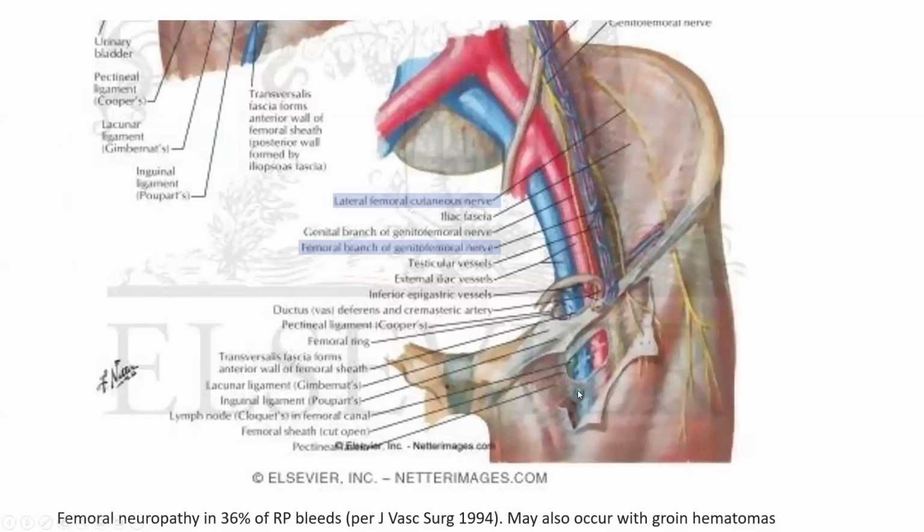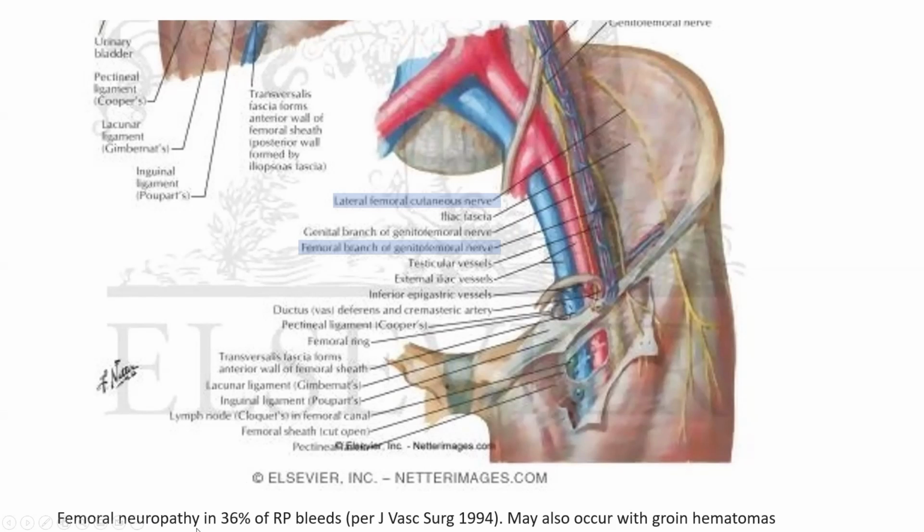Another anatomy idea here. We talk about RP bleed and femoral hematoma causing hemodynamic compromise, but keep in mind also that those large bleeds may cause nerve compression. Look here at the anatomy. You have the femoral nerve running lateral to the artery in the pelvis, and the lateral femoral cutaneous nerve running even more laterally in the pelvis. Both of those can be compressed and compromised by a large bleed, particularly RP bleed.